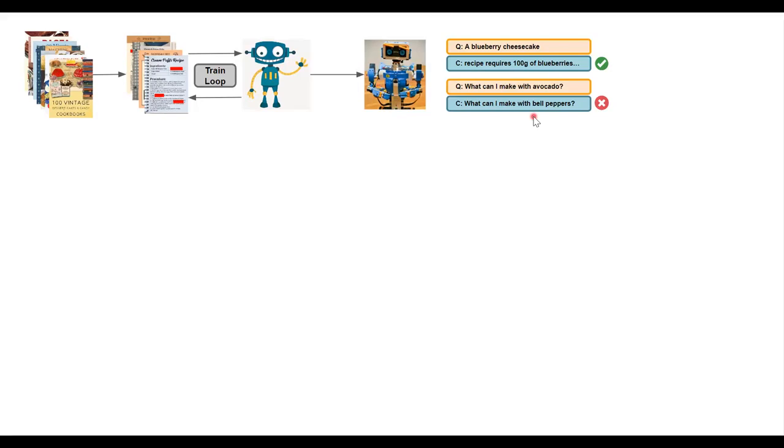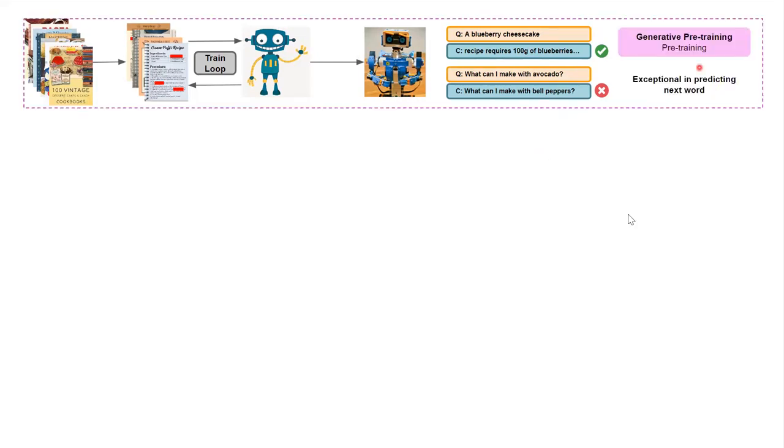But let's say we give this question. We say, what can I make with avocado? But then the sentence has ended. So there is no logical next word that it can predict for that sentence. So what it does is, because of the training that is done, it sees that, okay, based on this question, I can pick similar questions. What can I make with bell peppers? Now, this is a problem that we need to rectify. But this process that we just saw, right? This process is what is called generative pre-training. And what happens is the model, or the bot, becomes exceptional in predicting the next word.